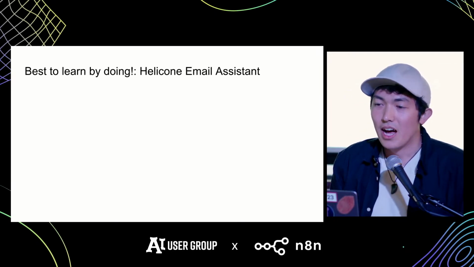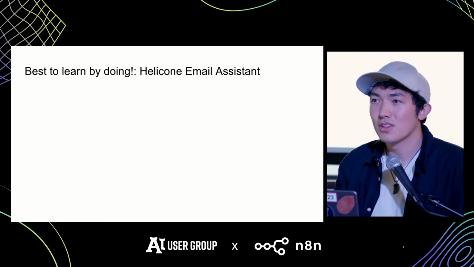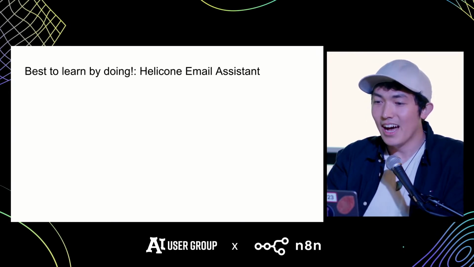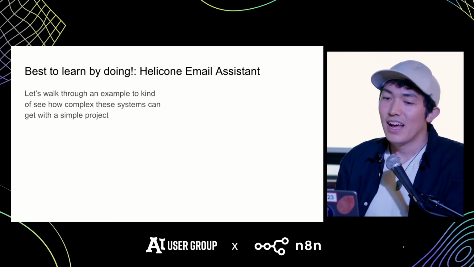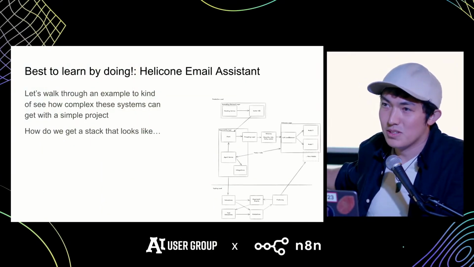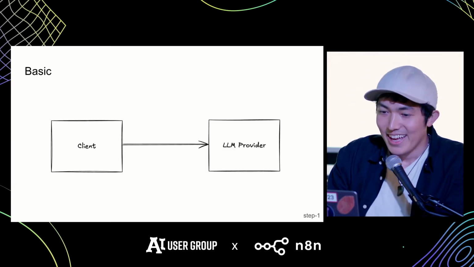So I'm actually going to be walking through a full coding example. We're going to be coding, and hopefully the demo gods are with us today. We're going to be making an email assistant, which is hopefully to show you how complex these systems can get from just a small inception point. So how do we start from just querying the LLM to ending up with something like this? And we have 30 minutes to do it. So this is gonna be exciting.